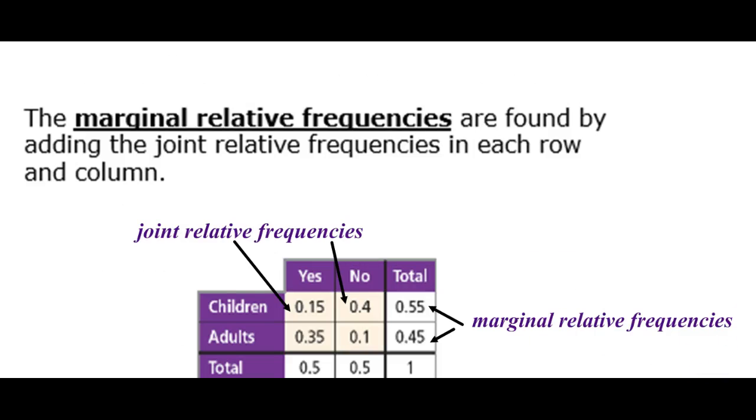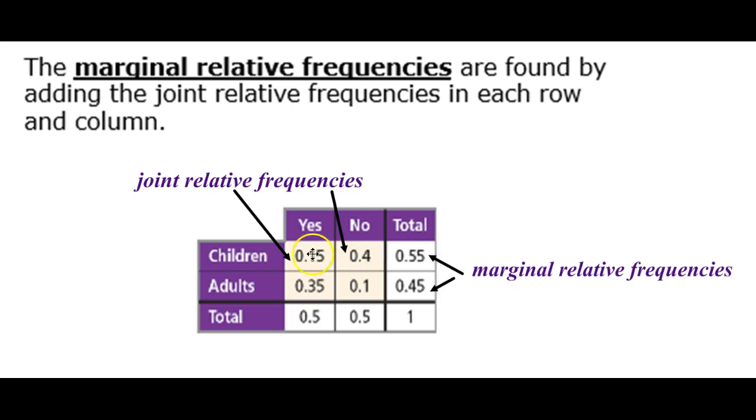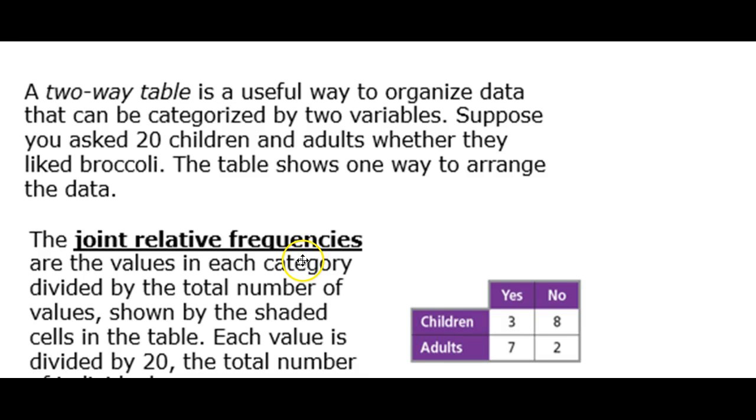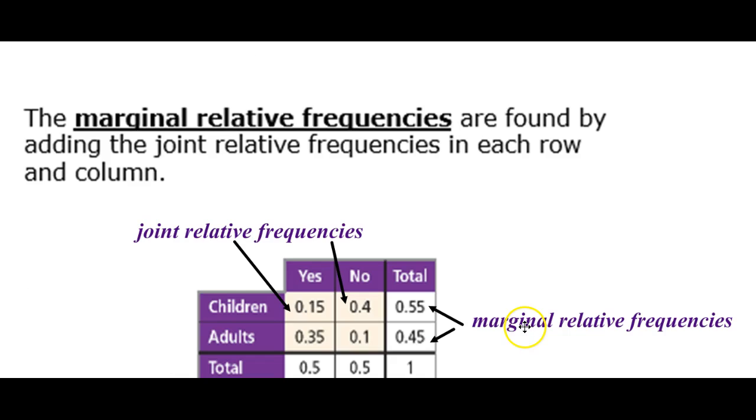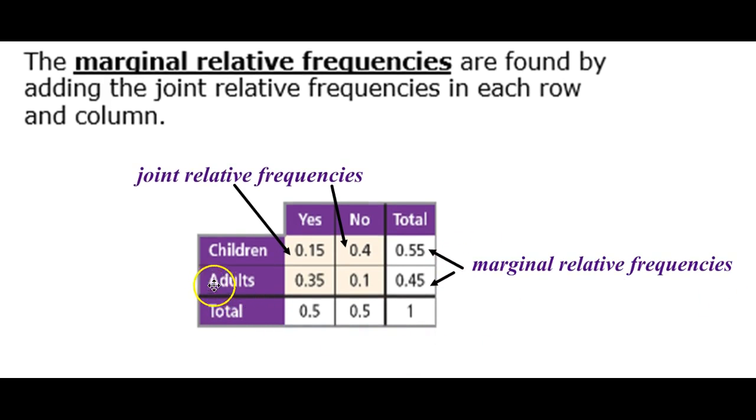So here you go. The joint relative frequencies are right here. So we took each of these answers and divided by the number of people who were in this survey, right? 20. So here we have the joint relative frequencies. They're just some important data that we can use to find marginal relative frequencies. They are found by adding the joint relative frequencies in each row and column.